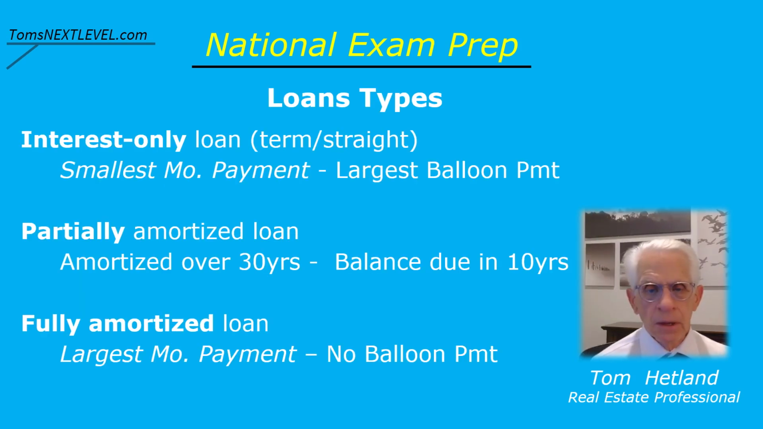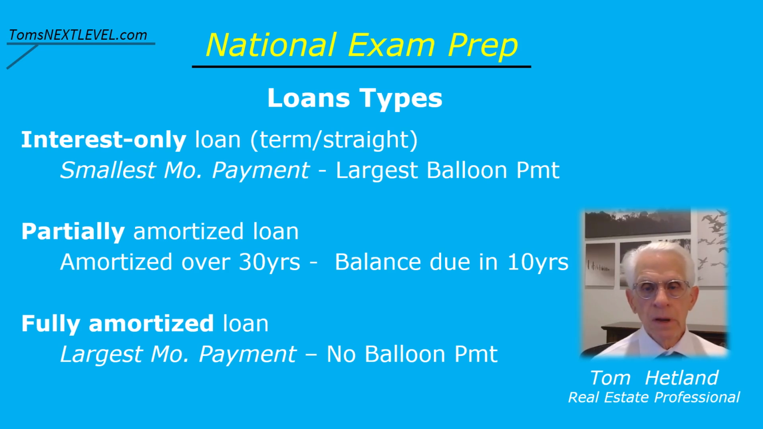Now we're going to discuss 3 different loan types. Very important you make some notes on these because I'll share with you how they're going to ask you the test questions and how these loans compare to each other. We've got an interest-only loan, partially amortized loan, and a fully amortized loan. Interest-only loan will also be referred to on occasion as a term loan or a straight loan, both the same thing, okay? The interest-only loan, think about the concept. I want to borrow $100,000, but I'm only going to pay interest on it for 5 years, and then I'm going to pay the whole loan off.